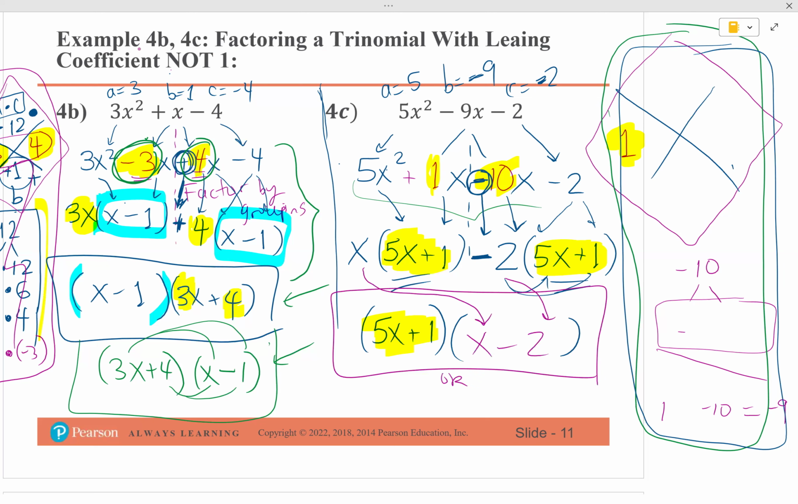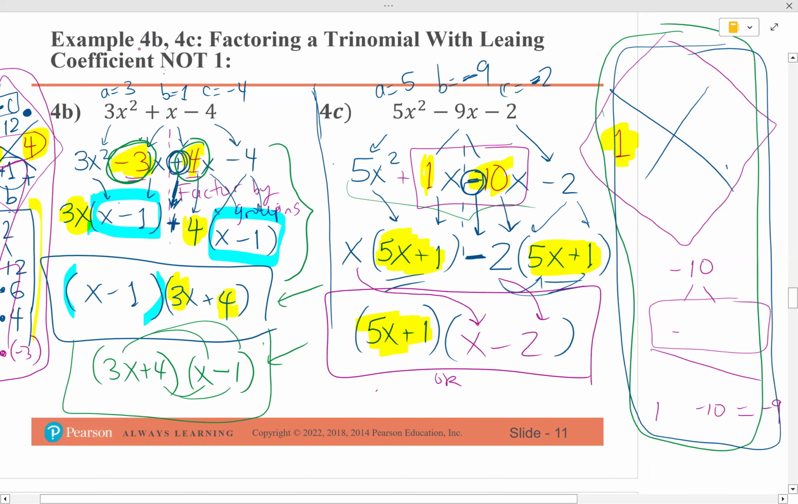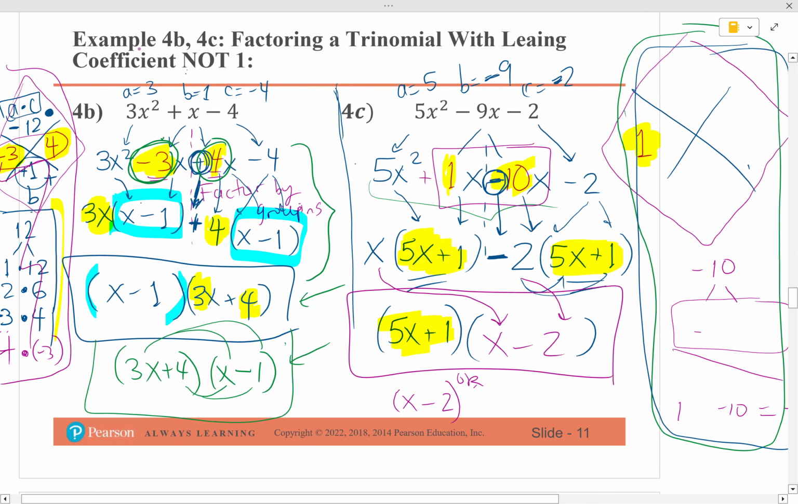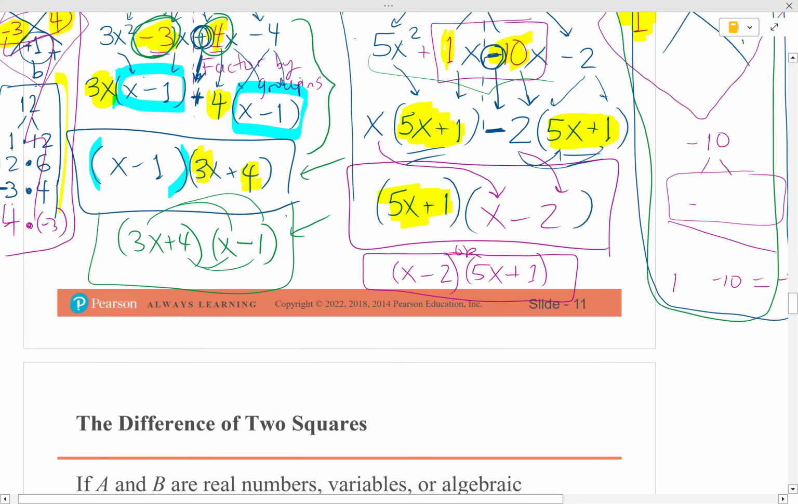Or like I mentioned before, if you had switched these two terms, if you wrote -10x on the left and +1x on the right, your process from there to the end would look different, and your answer would look like this: x plus 2, 5x plus 1. But that's the same exact thing. You arrived at the answer in a different way, but it's the right answer. So whatever. Oh my gosh.